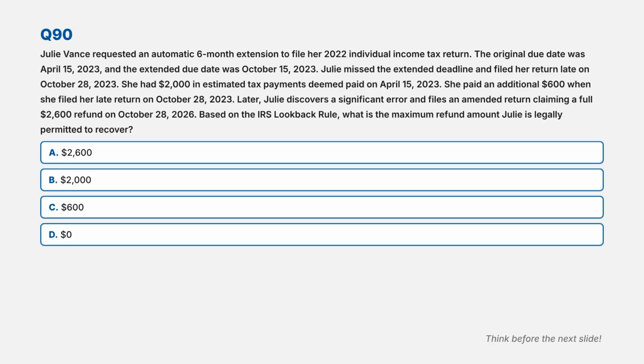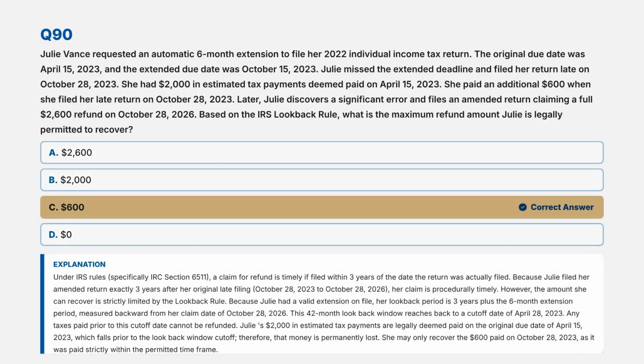Later, Julie discovers a significant error and files an amended return claiming a full $2,600 refund on October 28th, 2026. Based on the IRS Lookback Rule, what is the maximum refund amount Julie is legally permitted to recover? A. $2,600, B. $2,000, C. $600, D. $0. The correct answer is C.